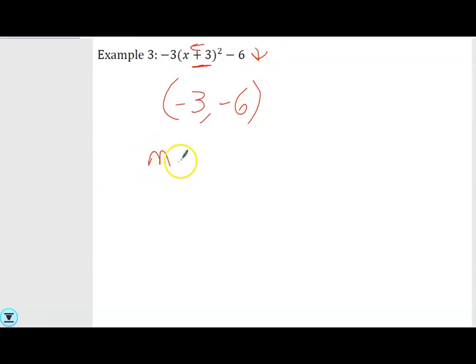Now in this case, the parabola is going to be a maximum, because when we look at this a here, our a is negative, so that means we're going to have a downward facing parabola, which means our vertex is going to be the top, which is going to be a maximum.